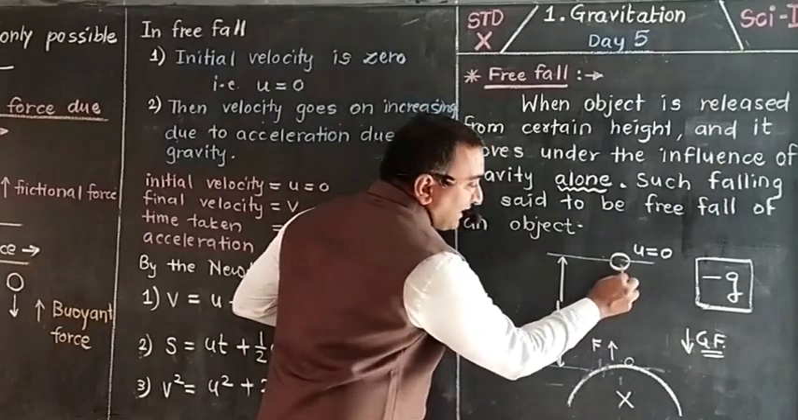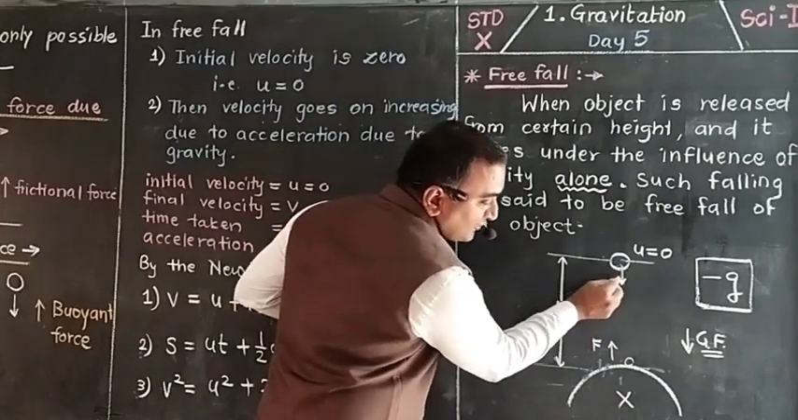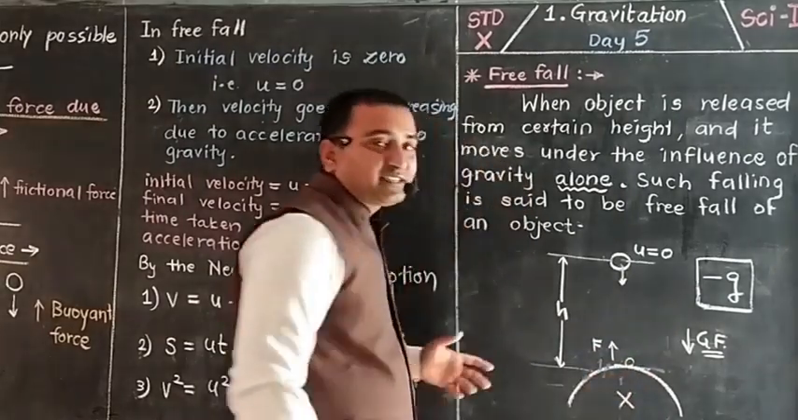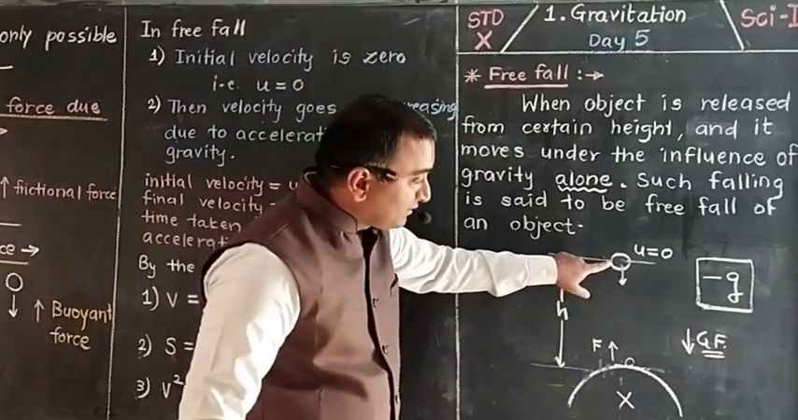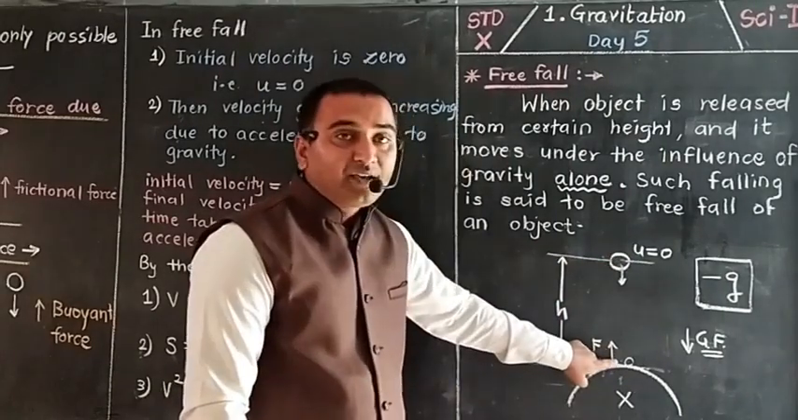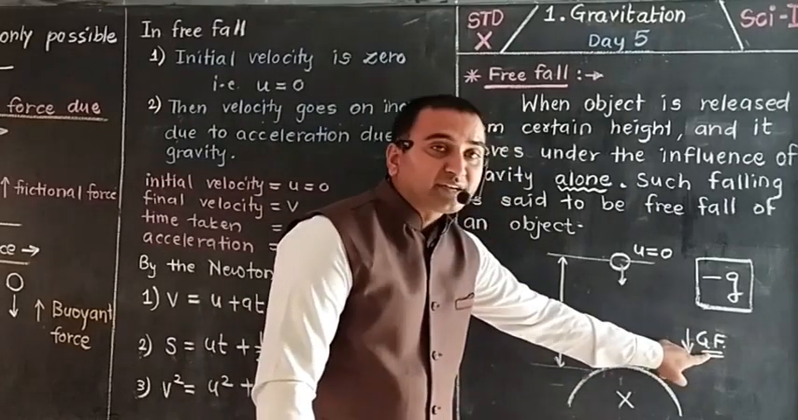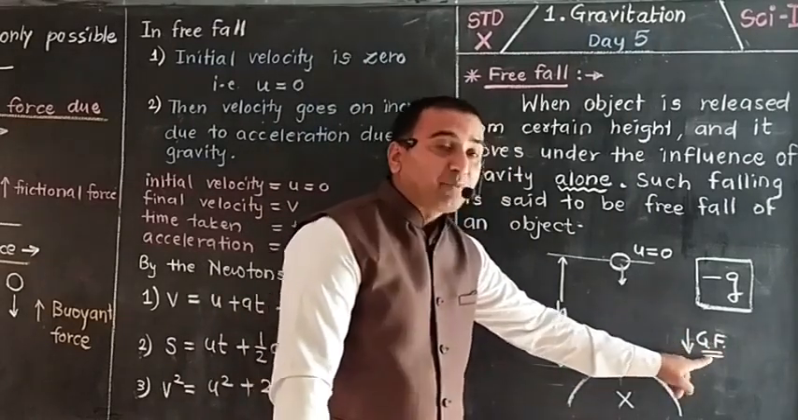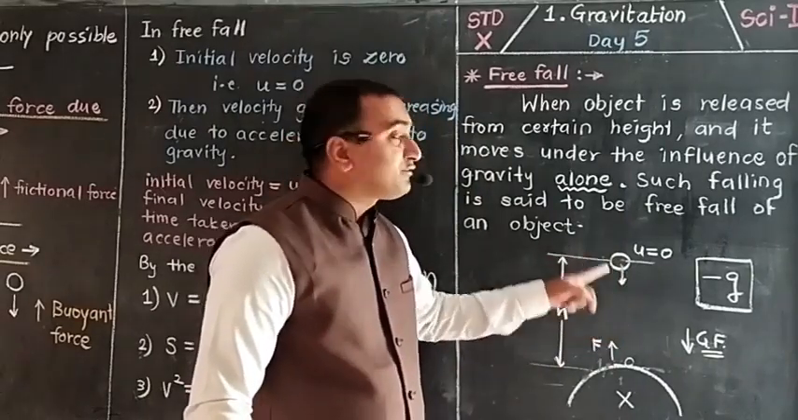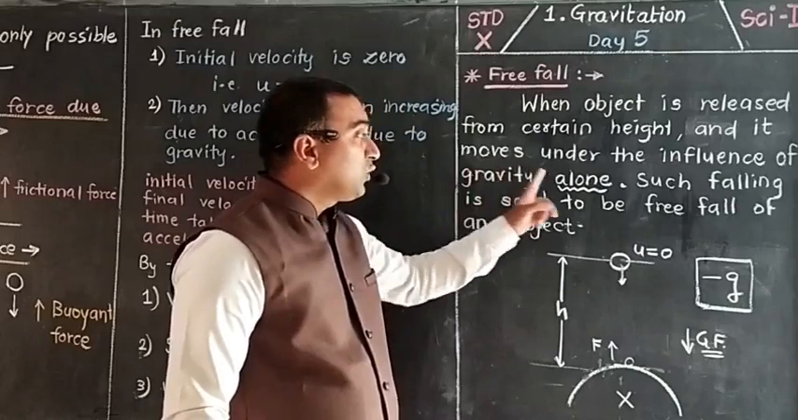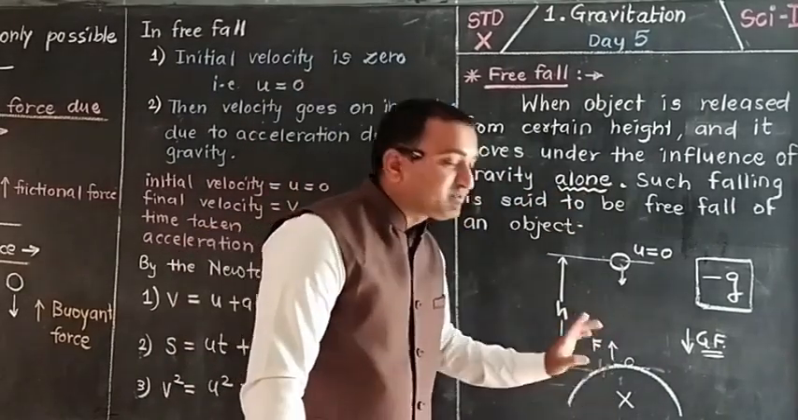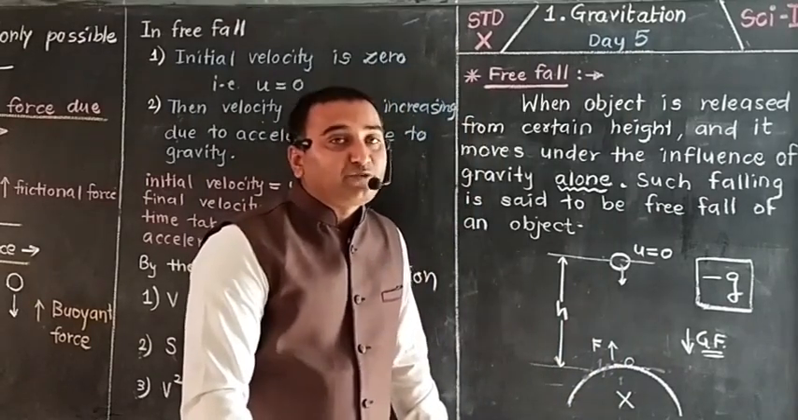Now the object starts to move towards the center of the earth, and it will come and collide with the surface definitely. Here the object is falling down. Why? Because of this force of gravity. Such a movement of an object under the influence of gravity, where only gravitational force is working on it, such a fall of an object is called free fall.